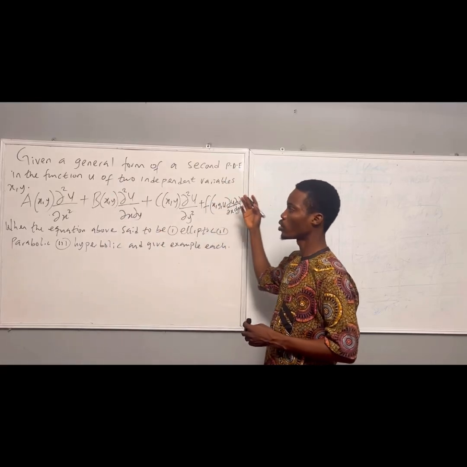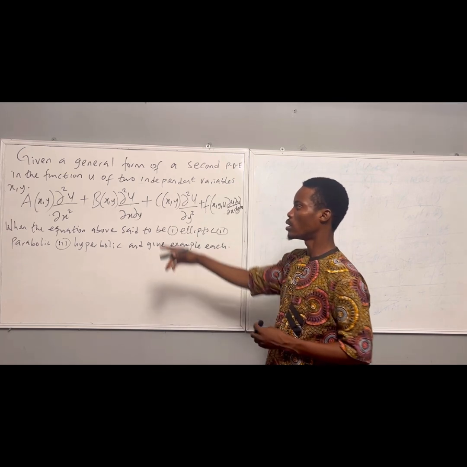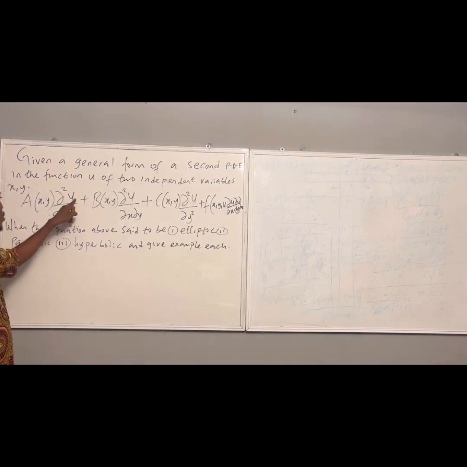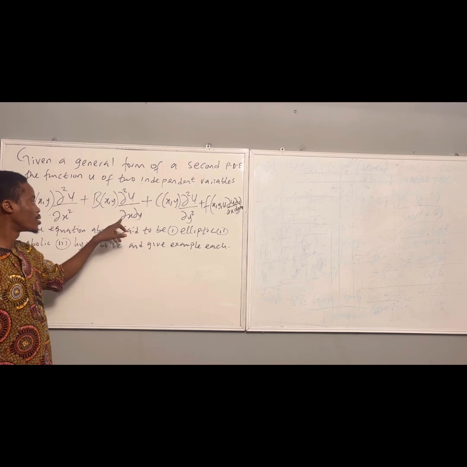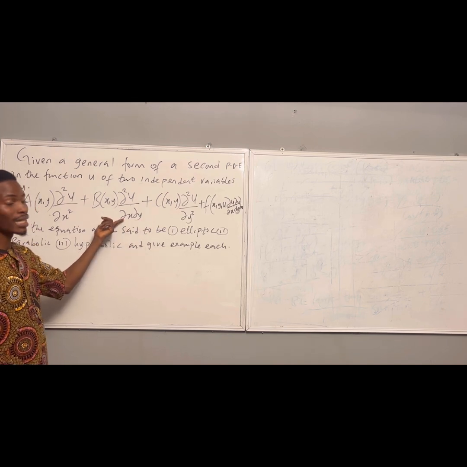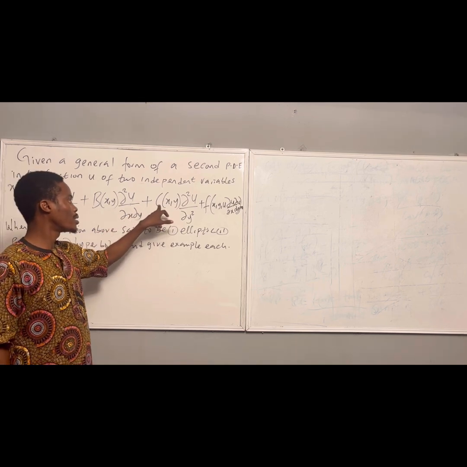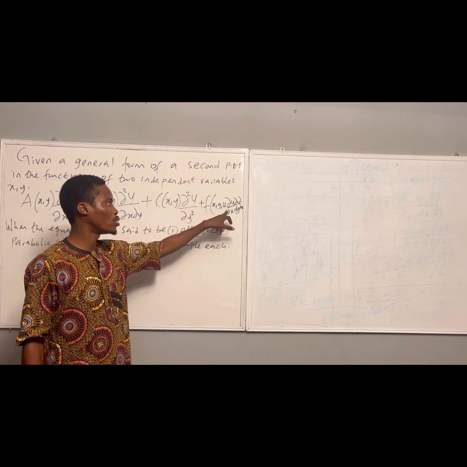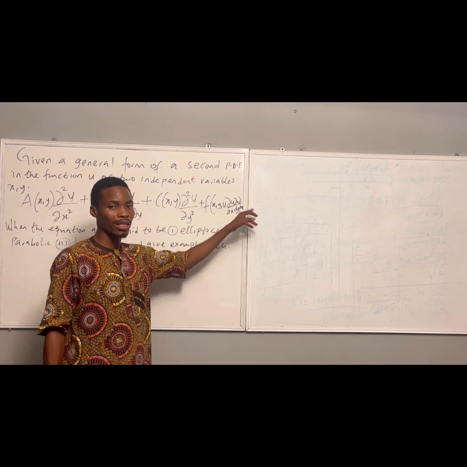Given a general form of a second-order PDE in the function u of two independent variables x and y: a ∂²u/∂x² + b ∂²u/∂x∂y + c ∂²u/∂y² + f(x, y, u, ∂u/∂x, ∂u/∂y) = 0.